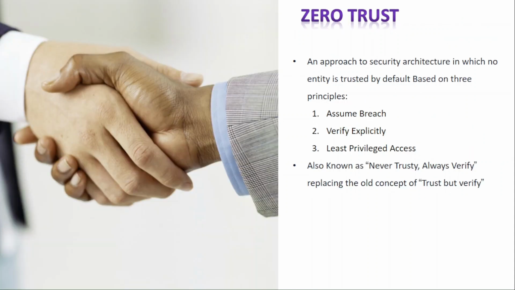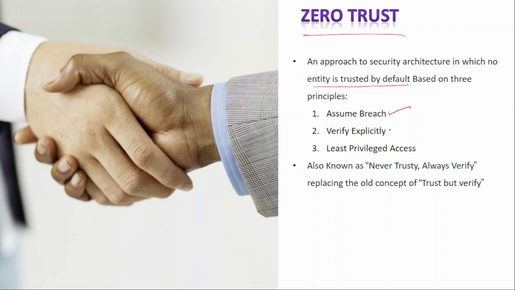So the next topic is zero trust. So what is zero trust? It is an approach to security architecture in which no entity is trusted by default. This is a very important statement based on three principles. Number one is assume breach. So you should implicitly assume that a breach has taken place, and you should implement your security controls as such.